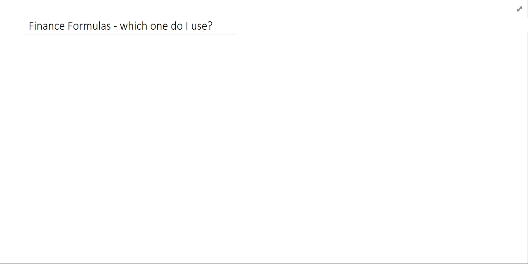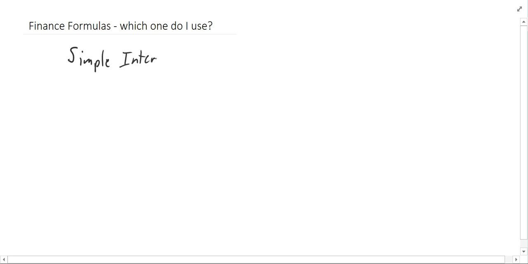The most common one, well, sort of the base formula, is the simple interest formula. S equals P plus PRT, or sometimes you'll see that they'll factor the P out, they'll undistribute that and get S equals P(1 plus RT).